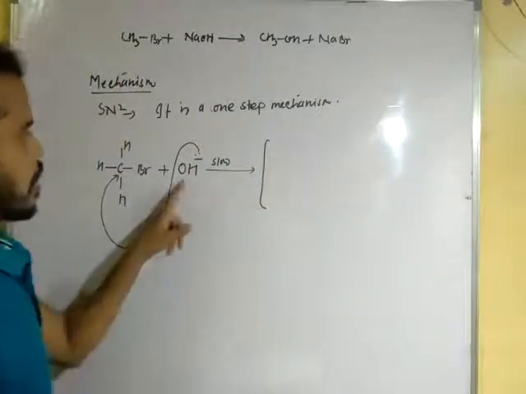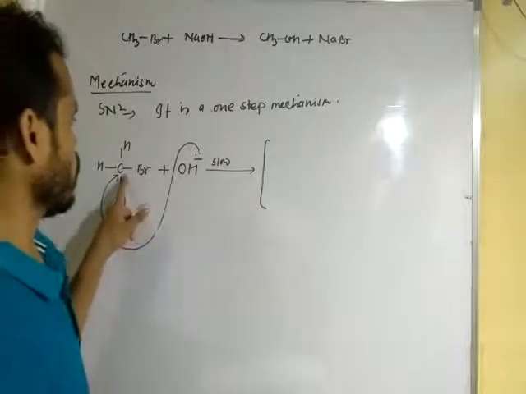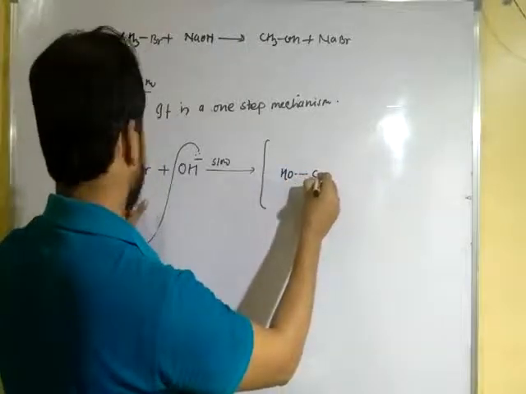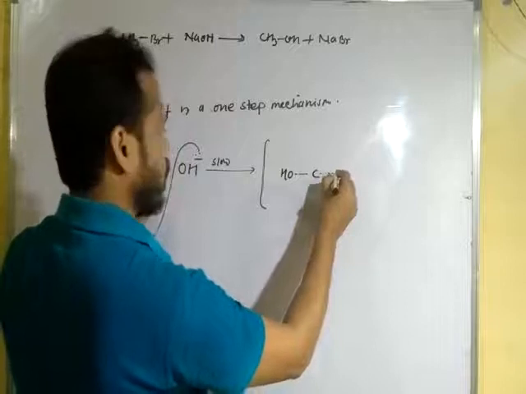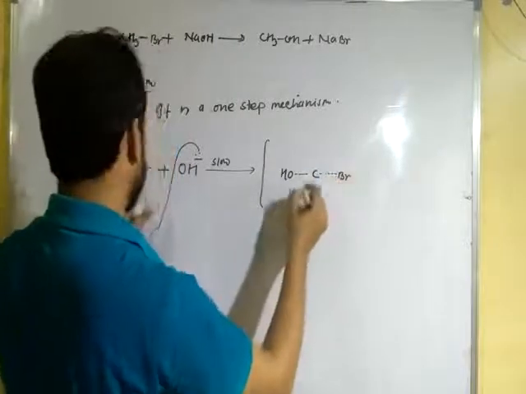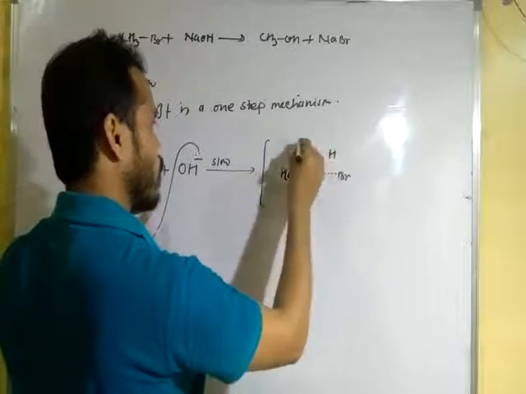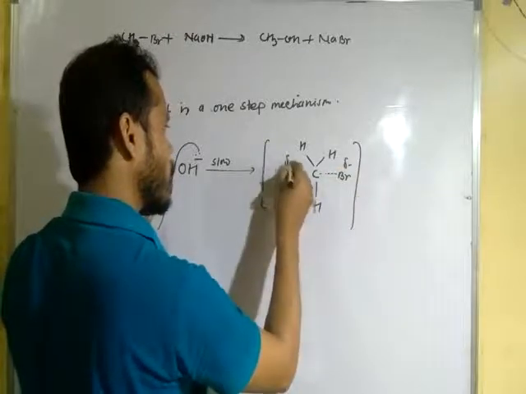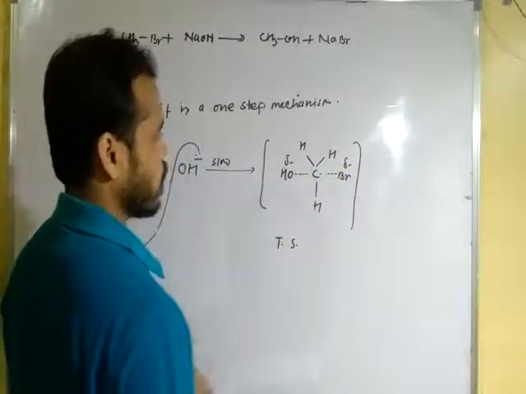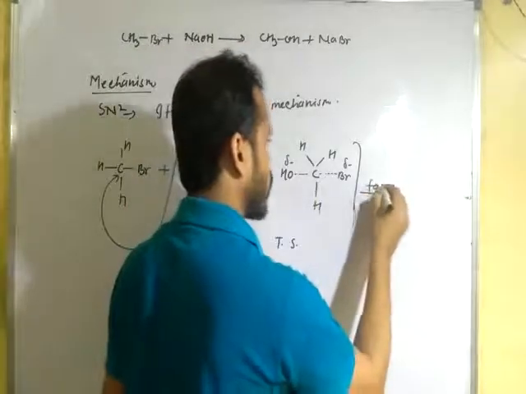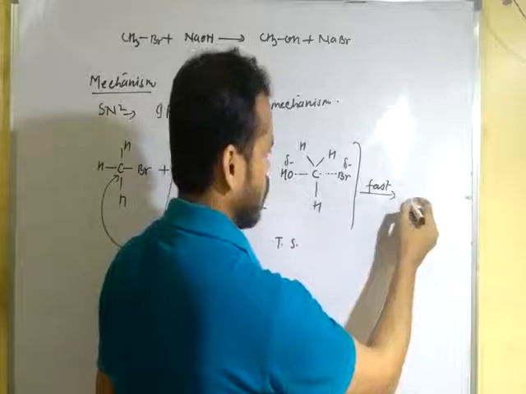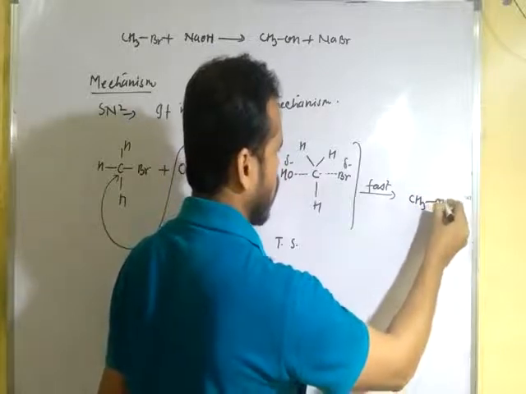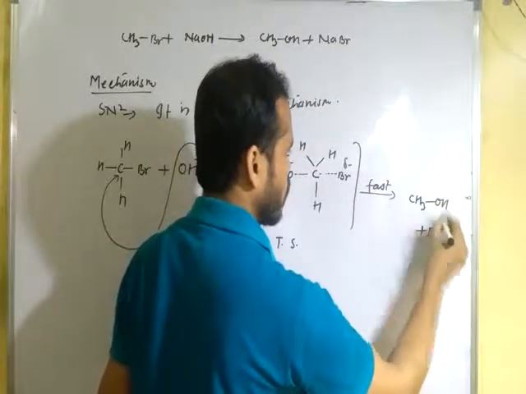In the transition state, the hydroxy group is partially bonded with carbon like this, HO-C, and the halogen atom, here bromine, is partially broken, and hydrogen is attached in a plane like this, both carrying negative charge here. This is the transition state. Then very fast, inversion takes place to form CH3OH, and bromine is neutral.